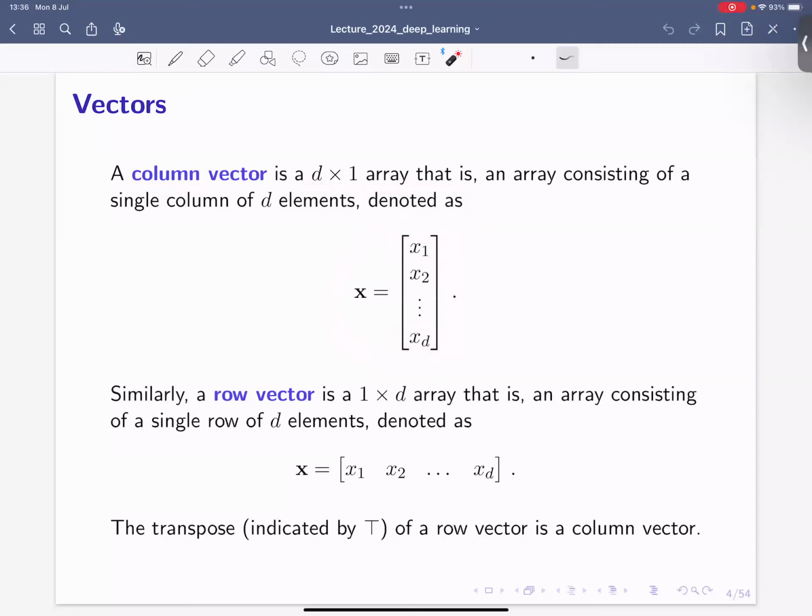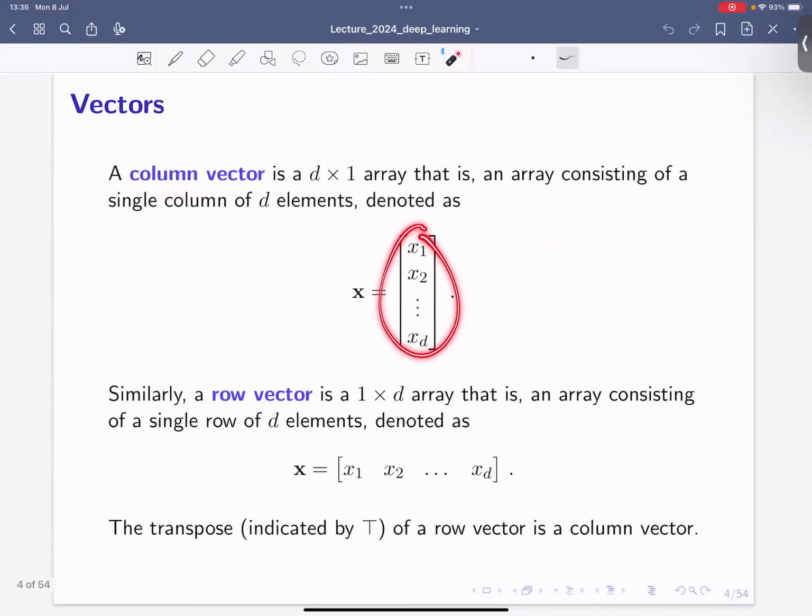We can obtain a row vector by actually transposing this vector here. And so, of course, you just get a representation like this, right? So now the elements are here on a single row. So we have one row and we have here d columns. And this transpose operation, we denote it with this t here. So you would write it in this way, essentially, x with an upper script T.